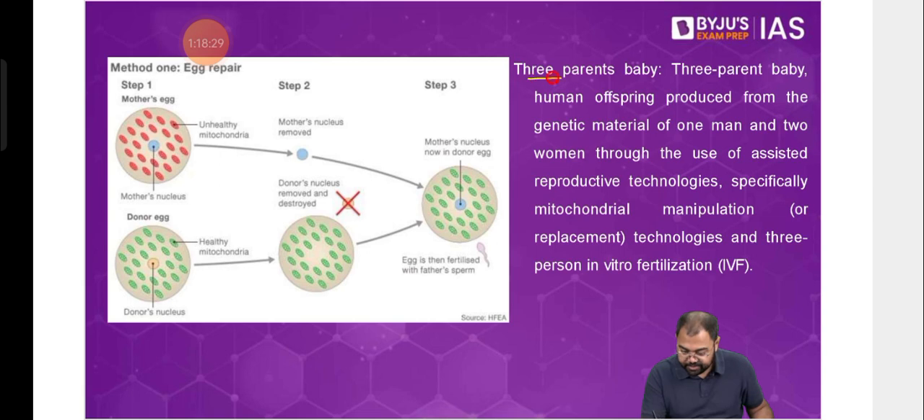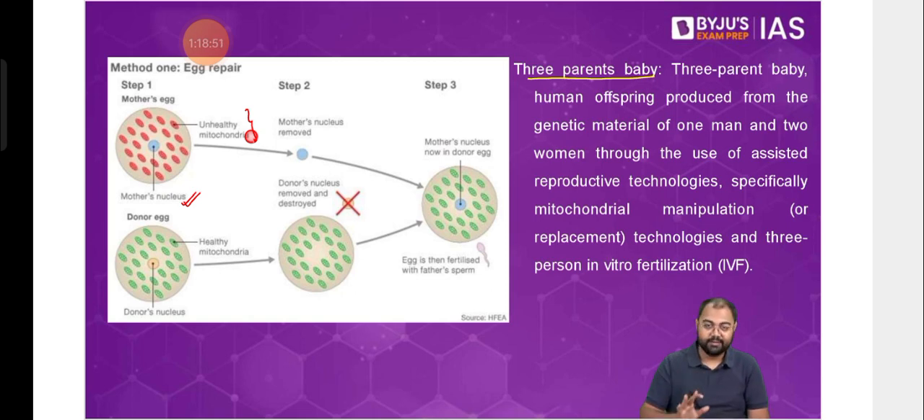Then there is this concept of the three-parent baby, where an extra donor is required for fertilization. Now understand what exactly this process is and when we have to use it. There could be a scenario where the mother's egg cell has unhealthy mitochondria. In case of unhealthy mitochondria, always remember this: after fertilization, it's the mother's mitochondria that get transferred to the child. The father's mitochondria remain with the father, right?